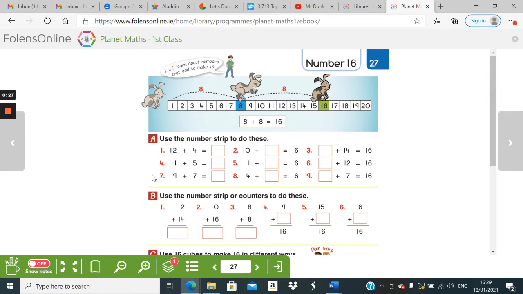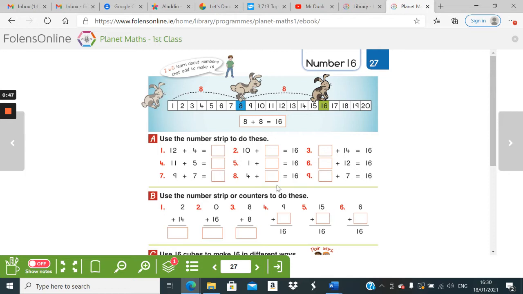Underneath that, we have a few number sentences I'd like you to fill in. So 1, 4, and 7, you're putting the answer. 2, 5, and 8, and 3, 6, and 9, you have a missing number. Now, we've done these before. There are different ways to do them.